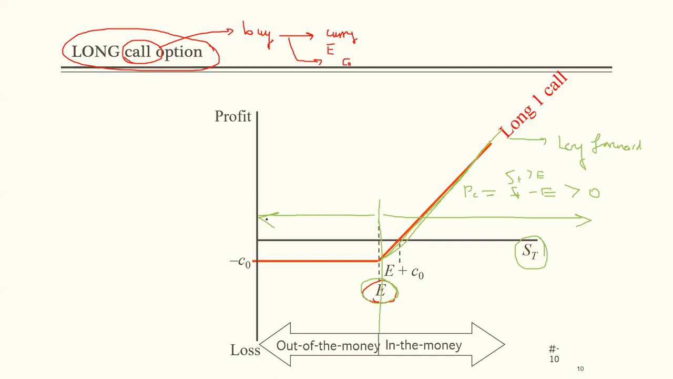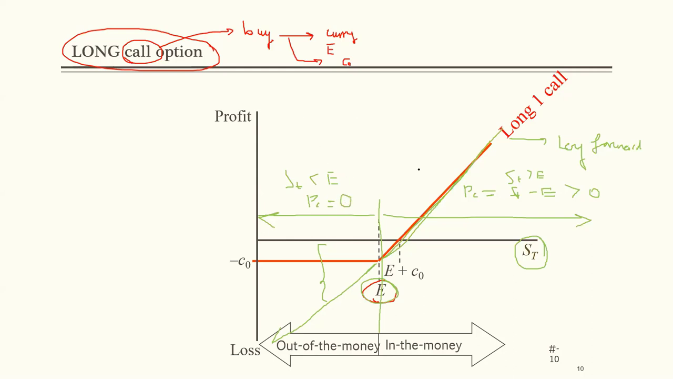Now to the left-hand side, this is when your ST is lower than E, okay? So if the future spot rate turns out to be lower than your exercise price, you don't want to exercise this option, yeah? Because if you do, you will make a loss, okay? So in this case, I do not want to exercise my option, so I will just leave the option expired without doing anything. So in that case, the option becomes worthless, okay?